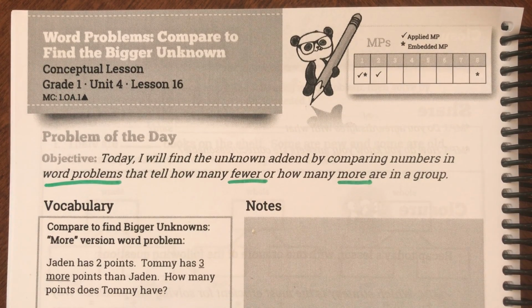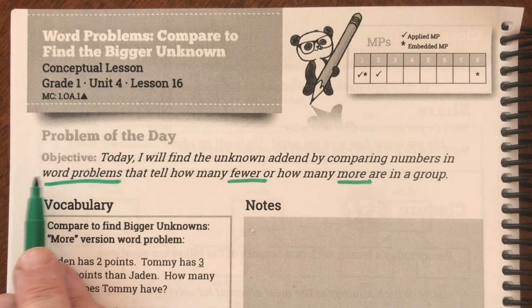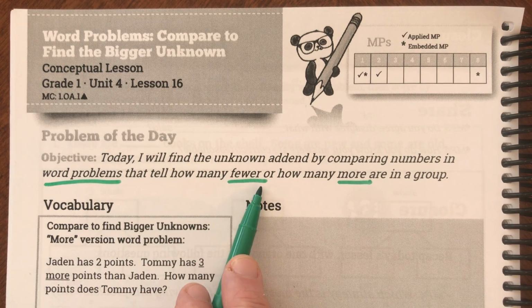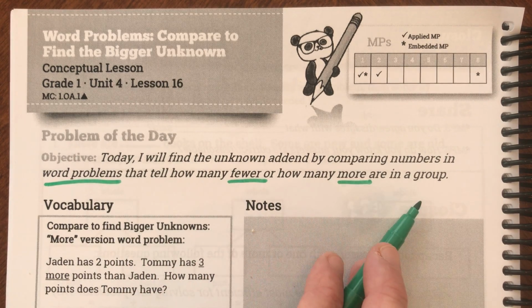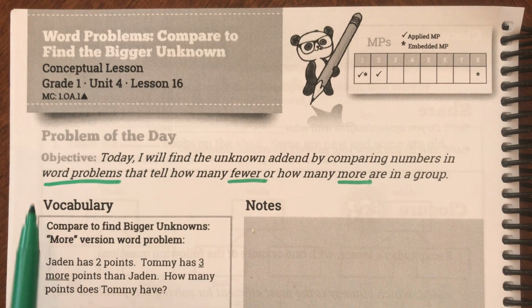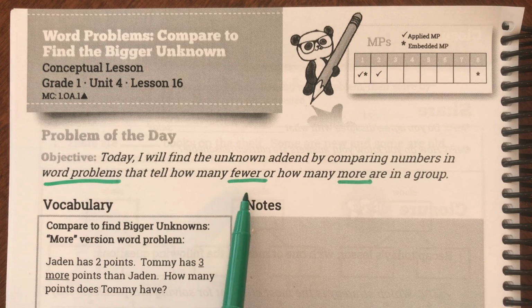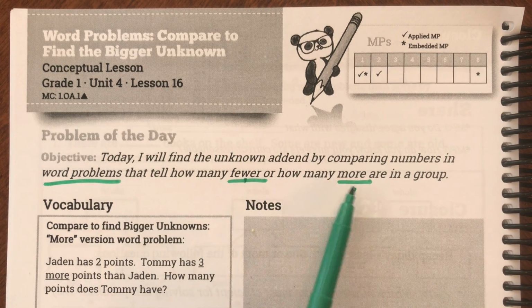327, and it says, today I will find the unknown addend by comparing numbers in word problems, and I underlined that tell how many fewer or how many more are in a group. So we're going to be doing word problems today, but we're not going to be told both addends. We're going to have to use this idea of fewer and more to help us find the addends.